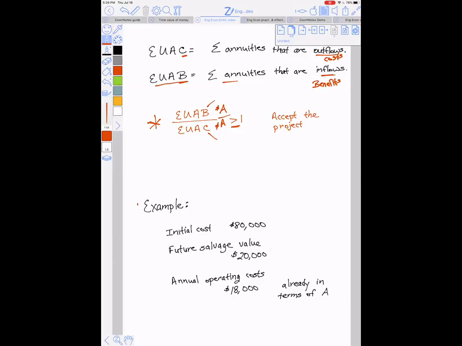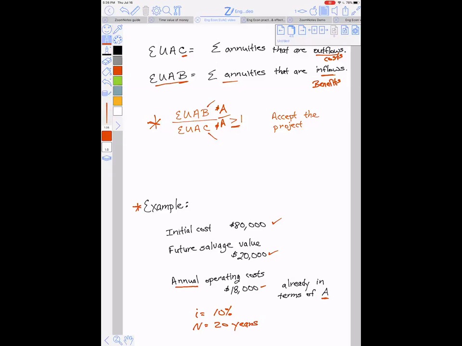All right, let's do an example. Just real simple, the initial cost of a particular machine that we might buy is $80,000. The future salvage value, what we can sell that machine for in the future, estimated amount, is $20,000. Annual operating cost of running that machine is $18,000. So let's just note something, that's an annual cost that's happening the same amount, $18,000 over several years. And so that already is in terms of A, right? So we don't need to do anything with it. In this example, I think we're going to say our interest rate is 10% and our N is 20 years.